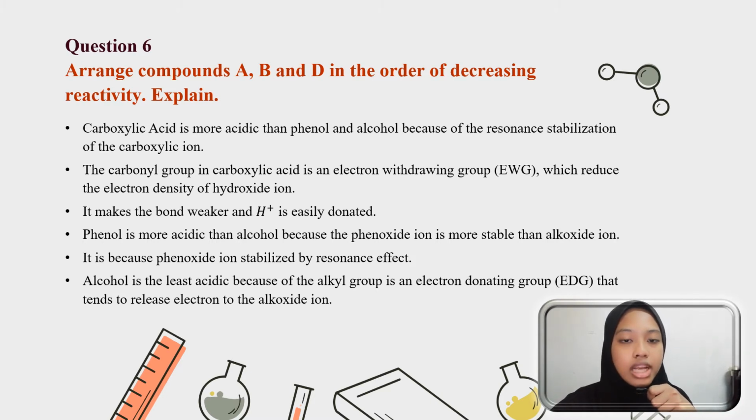Phenol is more acidic than alcohol because the phenoxide ion is more stable than the alkoxide ion. This is because the phenoxide ion is stabilized by a resonance effect. And lastly, alcohol is the least acidic because the alkyl group is an electron donating group, EDG, that tends to release electrons to the alkoxide ion.